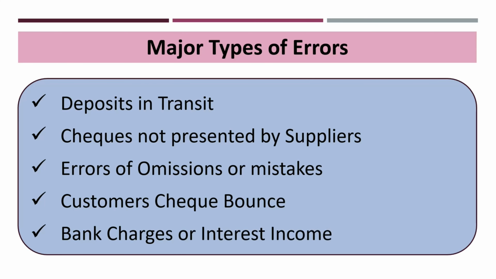Then bank charges or interest income. We have received some profit from the bank, and the bank credited our account, or the bank deducted some service charges, and we did not record this, so we have to record this during our reconciliation. After matching the bank statement, we can find it.